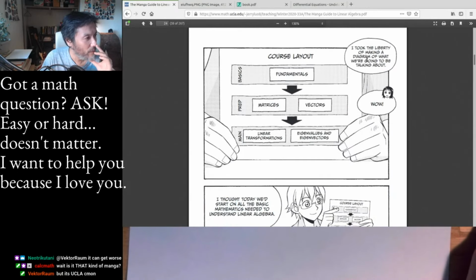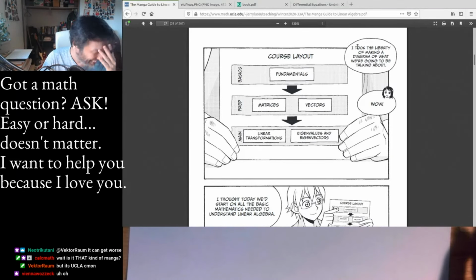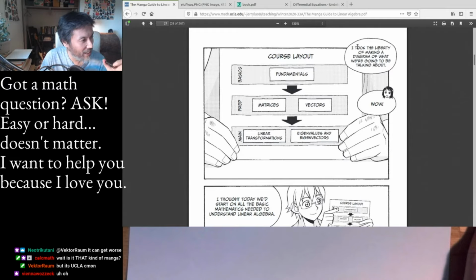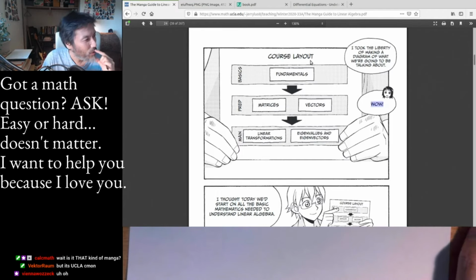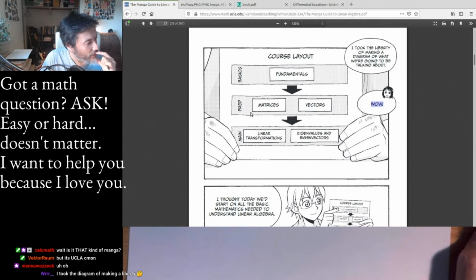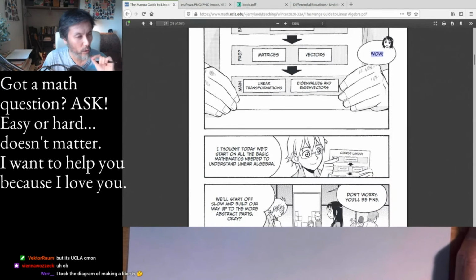I took the liberty of making a diagram of what we're going to be talking about. Wow. Course layout. Fundamentals into matrices and vectors into linear transformations and eigenvalues and eigenvectors. Recall, please. These were the mountains out there in the terrain that is linear algebra. These are the twin mountains they will be ascending, hopefully, over the course of the manga.